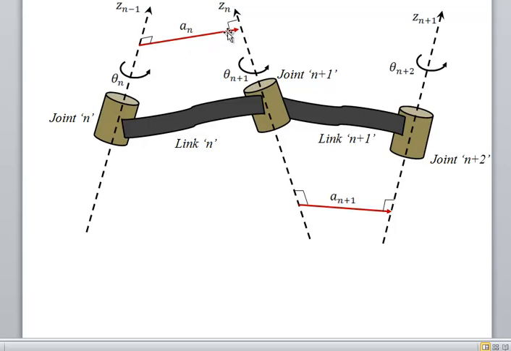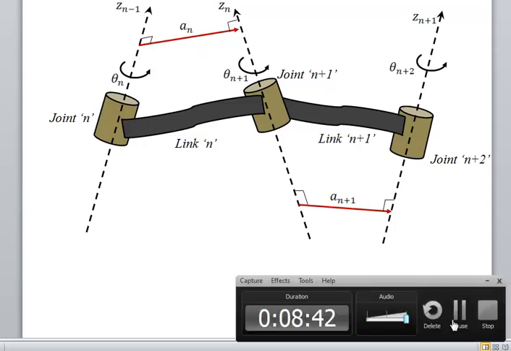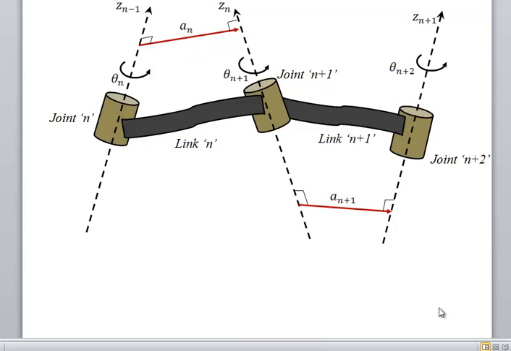Now there can occur a condition, if suppose Zn minus 1 and Zn are going to touch each other at some point, then that point will be an. The only thing will be that since both of them are touching, the an value will be equal to 0. So that we should always remember. This an is also called a common normal. Why? Because it is normal to Zn minus 1 as well as Zn. So an is a common normal between Zn minus 1 and Zn.